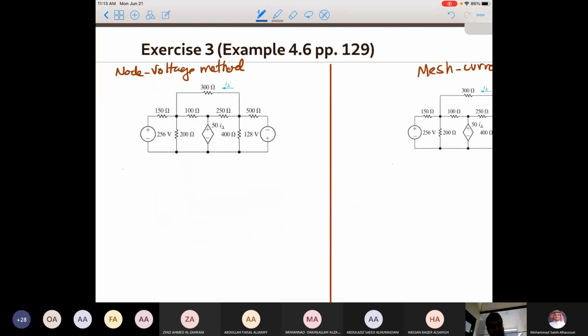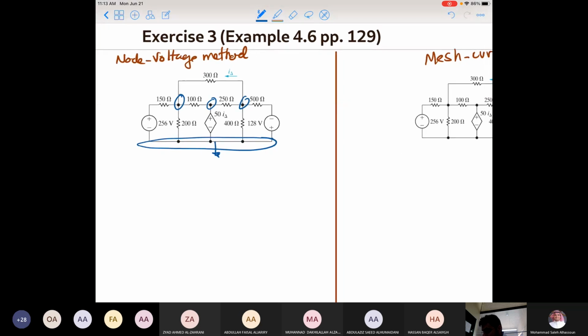I need to identify the number of essential nodes. So I have this one, this one, this one, and that one. Let me call these V1, V2, V3. So I have 4 essential nodes. This is going to give me 3 equations.